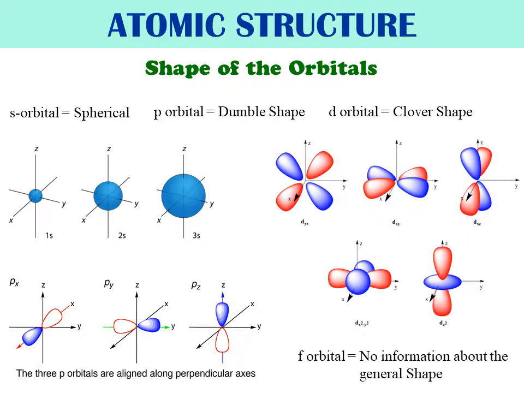And for f orbital, there is no information about the general shape because they are having 7 suborbitals. F is having 7 suborbitals, and the exact shape of the suborbitals is still under research. So it's still not clearly defined what the exact shape of the suborbitals of f orbital is.